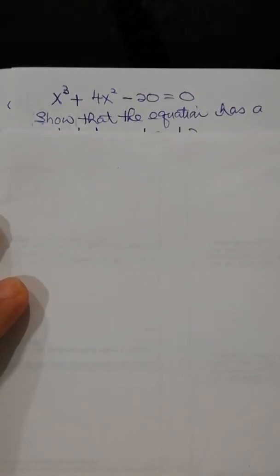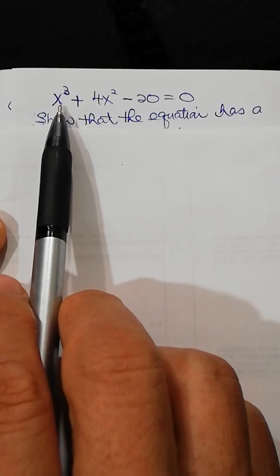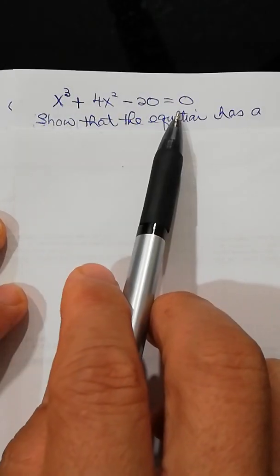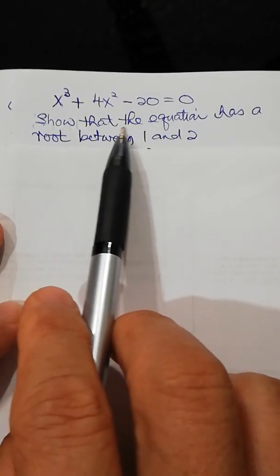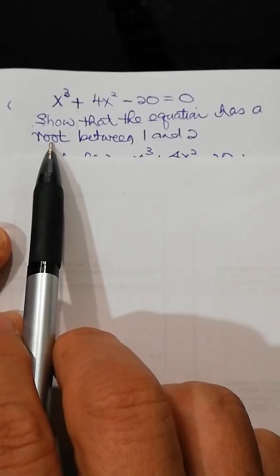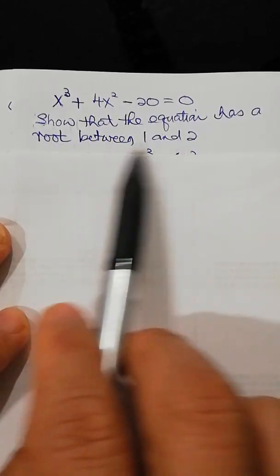Okay, today I'm going to do this. Let's say I have this cubic equation, x cubed plus 4x squared, and you want to find the x. First of all, show that the equation has a root x, and the x lies between 1 and 2. Okay, this one we have done.